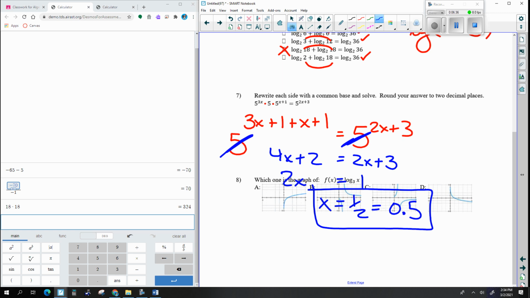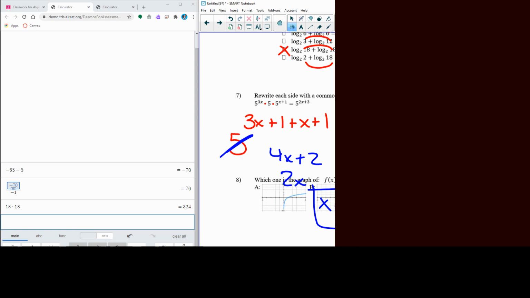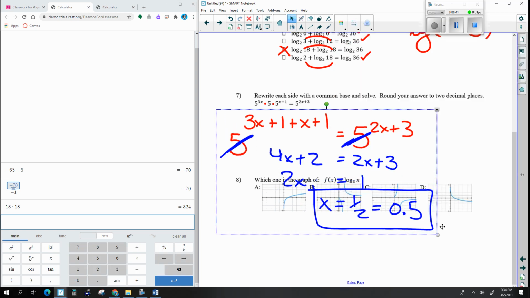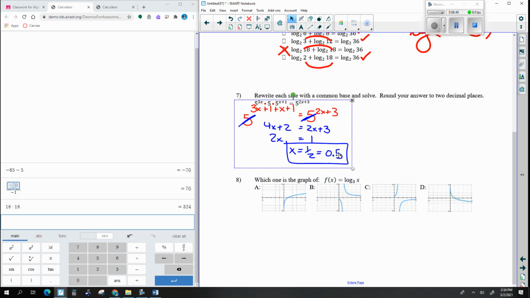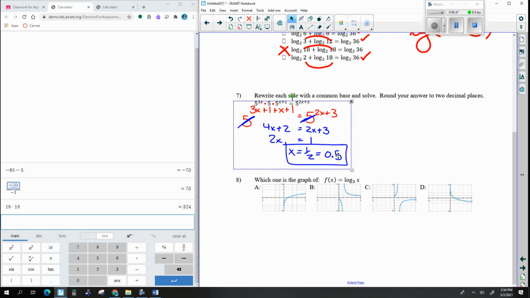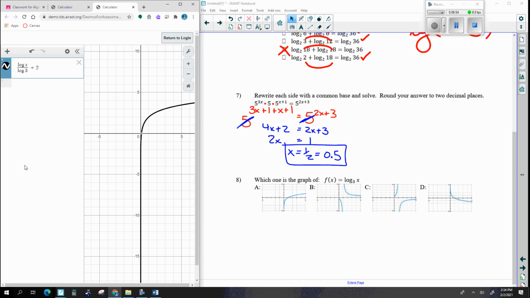So if you get those bases to be the same, it's all good. Okay. Notice how that middle 5 has an exponent of 1. You can't see it, but it has an exponent of 1. Okay, graph. So again, go to your graph.